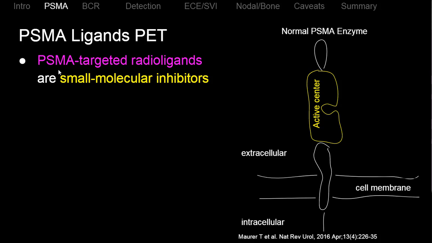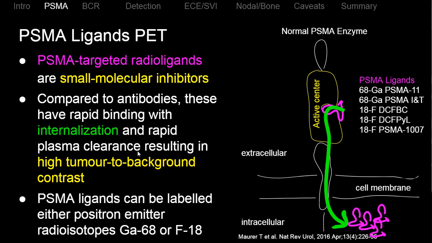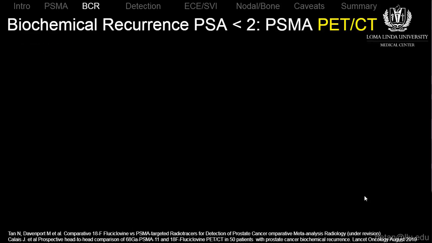PSMA radioligands are small molecule inhibitors that bind to the active domain of the PSMA glycoprotein. There are several different types. The most common one is gallium-68 PSMA-11, and unlike antibodies, for example, ProstaScint, these small molecule inhibitors are internalized into the intracellular region, and thus there is high tumor to background contrast. PSMA is expressed up to 1,000-fold in prostate cancer, which gives it the specificity as well as the sensitivity for detecting prostate cancer and subsequent metastases.